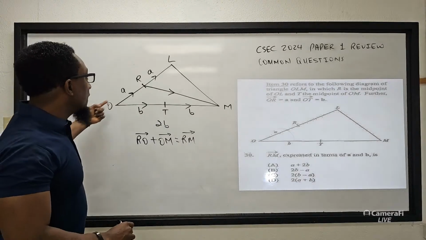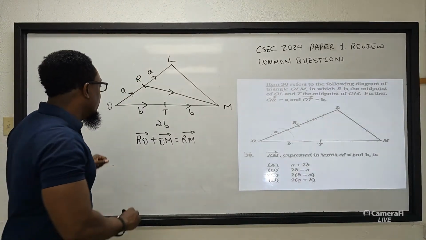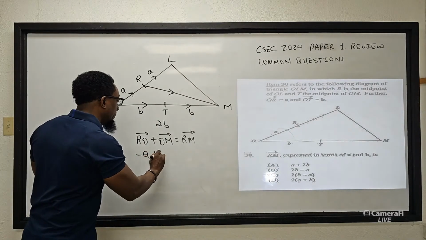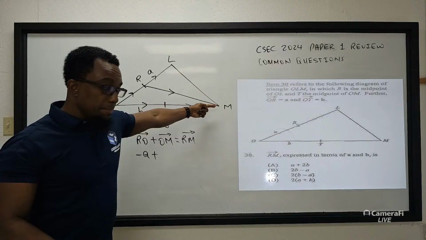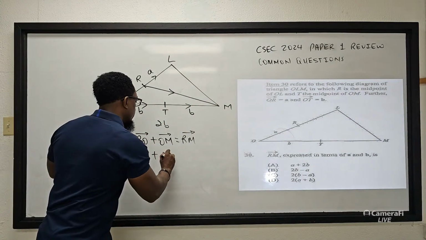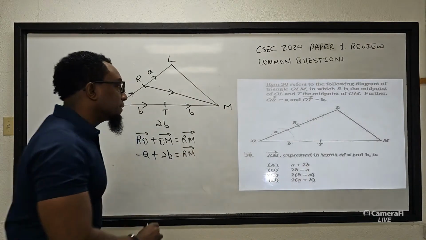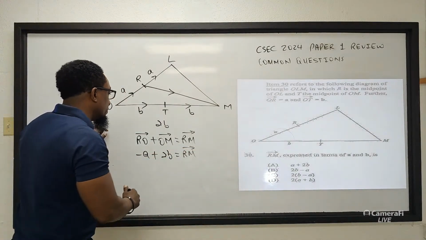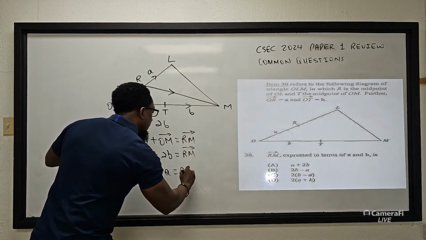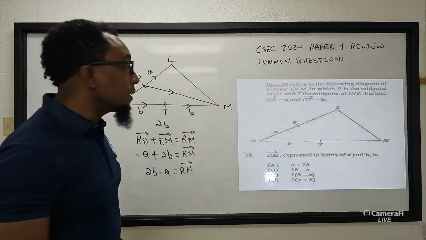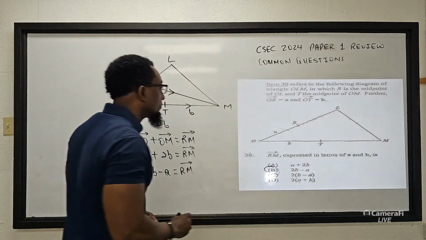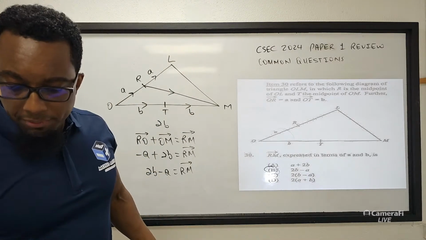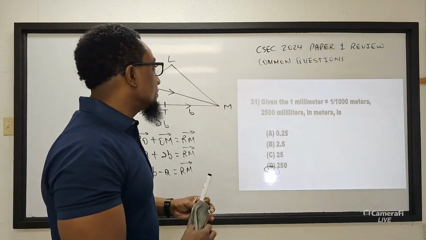Vector RO, this is vector OR, so vector RO will be moving in the opposite direction, so I'm going to change the sign of my magnitude. This becomes negative A plus vector OM, which is 2B. So vector RM is negative A plus 2B, or if you switch it around as they have there, 2B subtract A is equal to RM. Alright? So that's the vector question. Let's make sure we can comfortably recognize and answer that accordingly. Good? So let's look at 31.